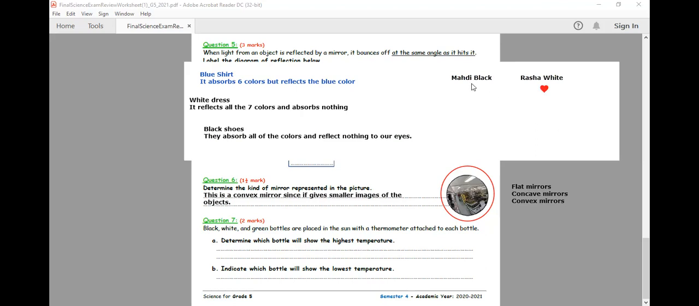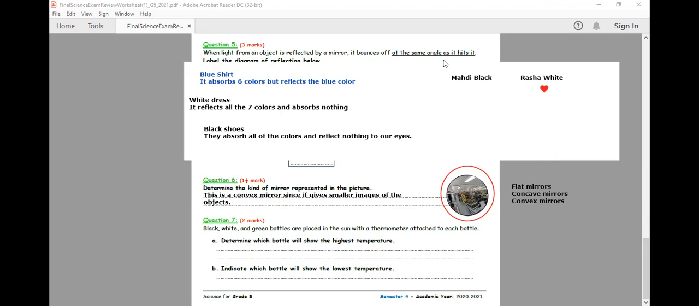Because Rasha's shirt doesn't take any energy. It doesn't take any light. It reflects all of the light. So Rasha will feel cooler. Mahdi will feel hotter. Since Mahdi's shirt is black, it is absorbing all of the energy, all of the colors. So Mahdi will feel more hot.